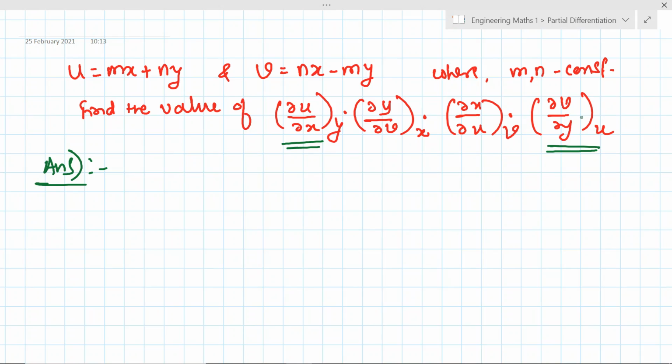Okay, if we want ∂u/∂x treating y constant, here we have u and x, and we just treat y as a constant. And if you want ∂v/∂y treating u constant, we get it directly. Sorry, ∂v/∂y treating u constant. Yes, these two things we'll get directly because we don't have the confusion about that.